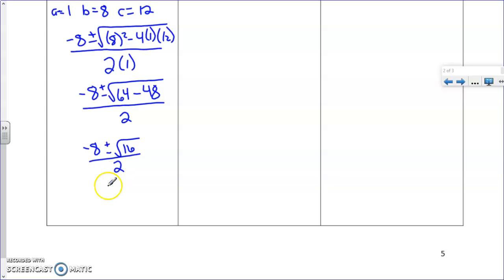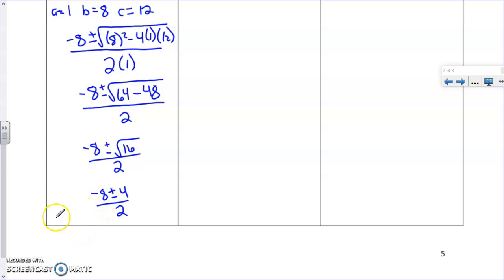We good? Keep on going. What's the square root of 16? 4 over 2. And then, what does this plus or minus mean? Addition or subtraction. So one time I'm going to add, the next time I'm going to subtract. So this is going to give me my 2 x-intercepts. Does everybody understand that's what we're solving for here?